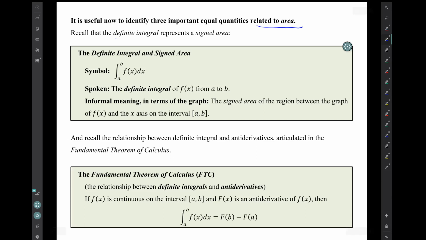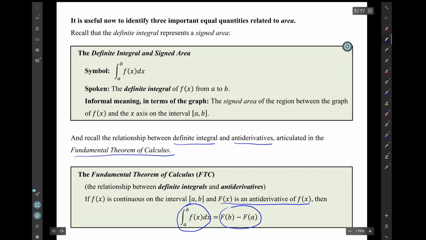So to start with, recall that the definite integral represents a signed area. So this symbol, the definite integral of f from a to b, represents in terms of the graph the signed area of the region between the graph of f and the x-axis on the interval [a, b]. And then recall the relationship between the definite integral and antiderivatives as articulated in the fundamental theorem of calculus that says that this definite integral is equal to this change in capital F from a to b, where capital F is an antiderivative of little f.